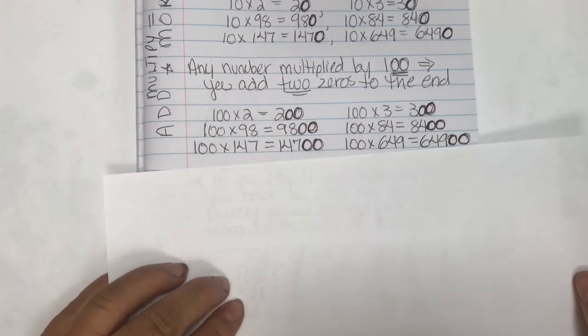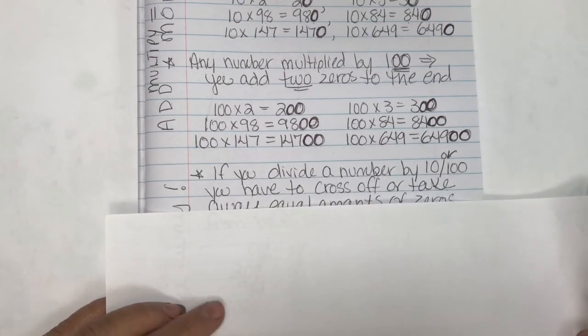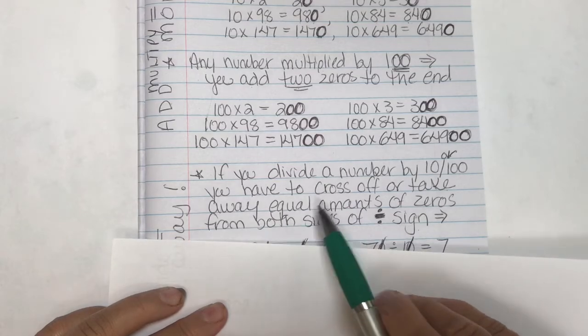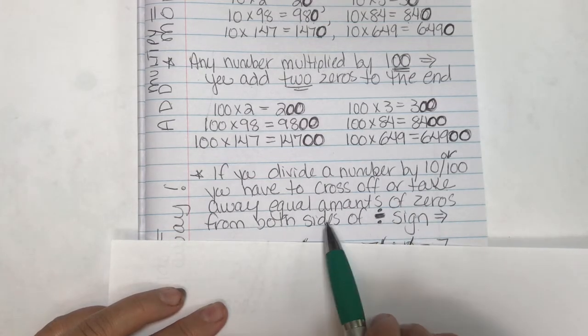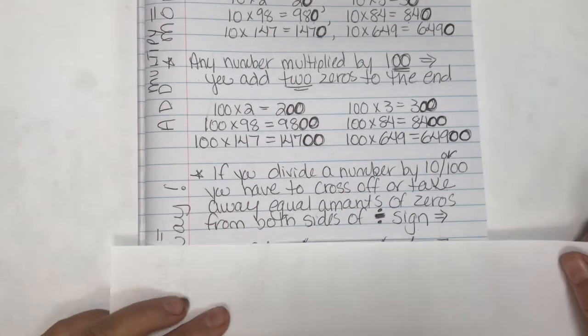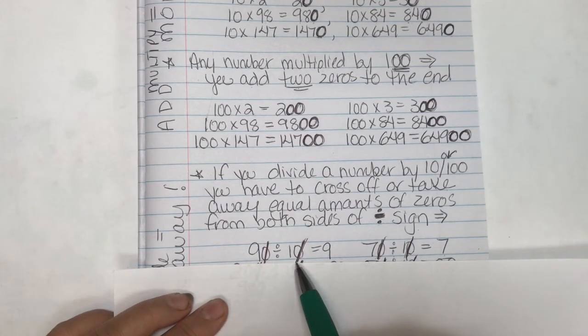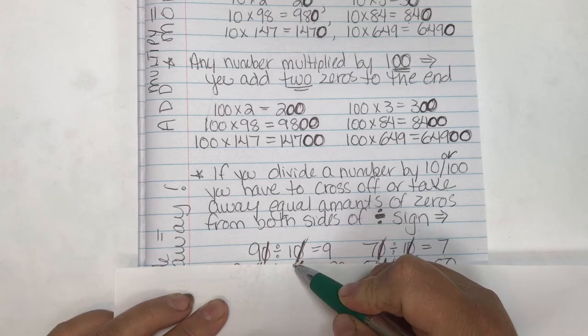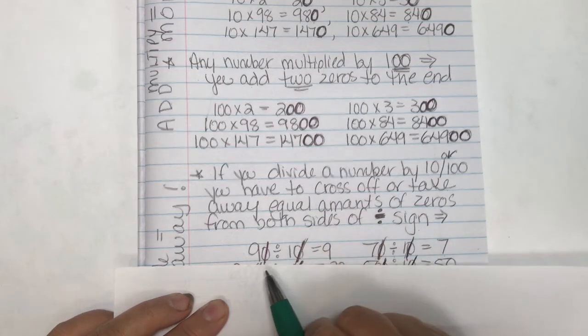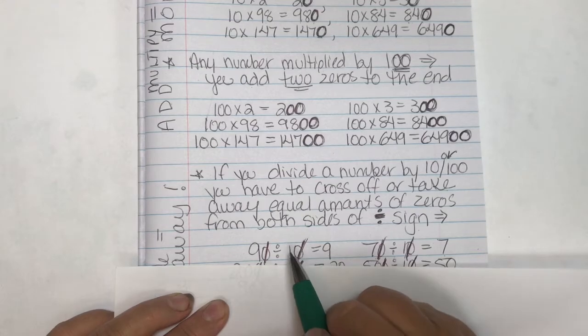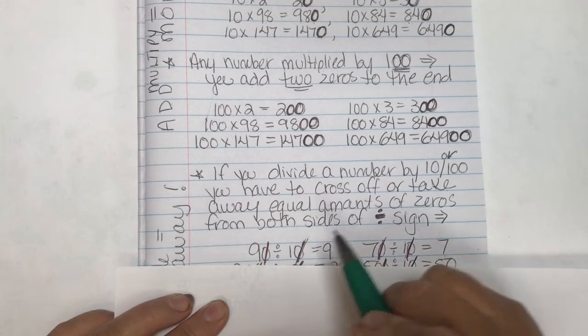Now we're going to talk about dividing, and you know that dividing is the opposite of multiplying. So instead of adding zeros to the end, we're actually going to cross off or take away equal amounts of zeros from both sides of the division sign. So for example, if I divide 90 divided by 10, I have one zero here, I cross it off, and I cross one zero on the other side. I'm left with 9 as my answer, because 1 divided by 9 is 9.